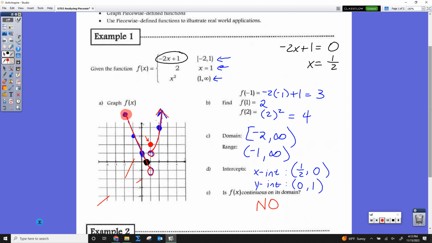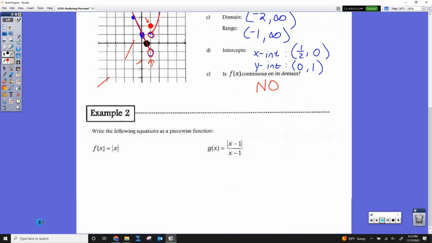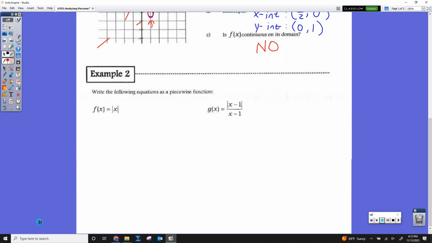And I'll go over continuity with limits later on. I need to be careful with this right here as far as picking our pencil up at this hole, but like I said, I'll go more in detail later on. You have to pick your pencil up to create three portions of that graph because they're all separated. All right, so that's example 1.